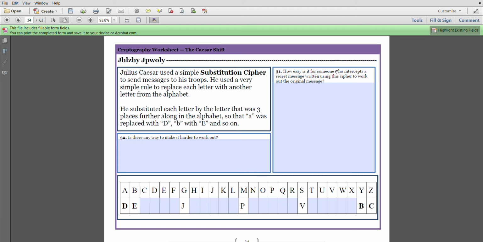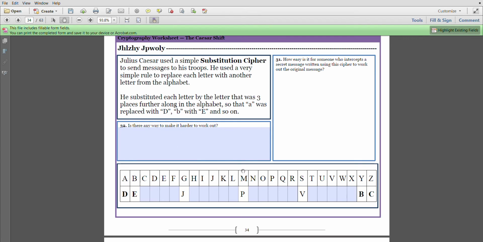Question 31. How easy is it for someone who intercepts a secret message written using this cipher to work out the original message? So do you think it would be easy to decipher a message that you found that was encoded in this cipher, the Caesar shift? And 32. Is there any way to make it harder to work out? So do you think you could make this cipher more difficult? You're going to fill in your answers here, completing the table. Remember, it says that it was 3 places further along in the alphabet. So B is E, A is D, and on and on and on.